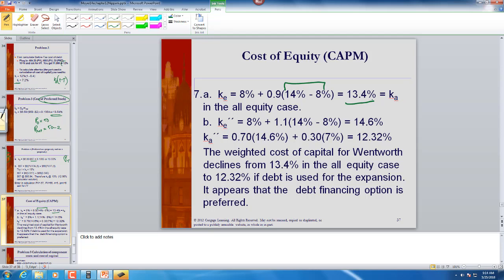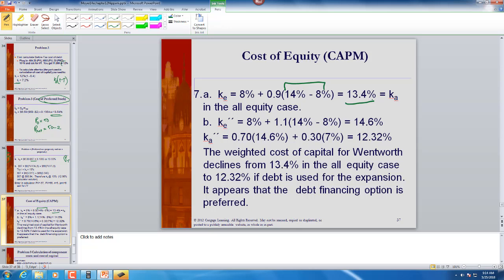Now this is assuming that this company is 100% equity financed, as they said. Now they want you to answer a question. They say if Wentworth changes its capital structure to 30% debt, it estimates that its beta will increase to 1.1. The after-tax cost of debt will be 7%. Should Wentworth make the capital structure change?